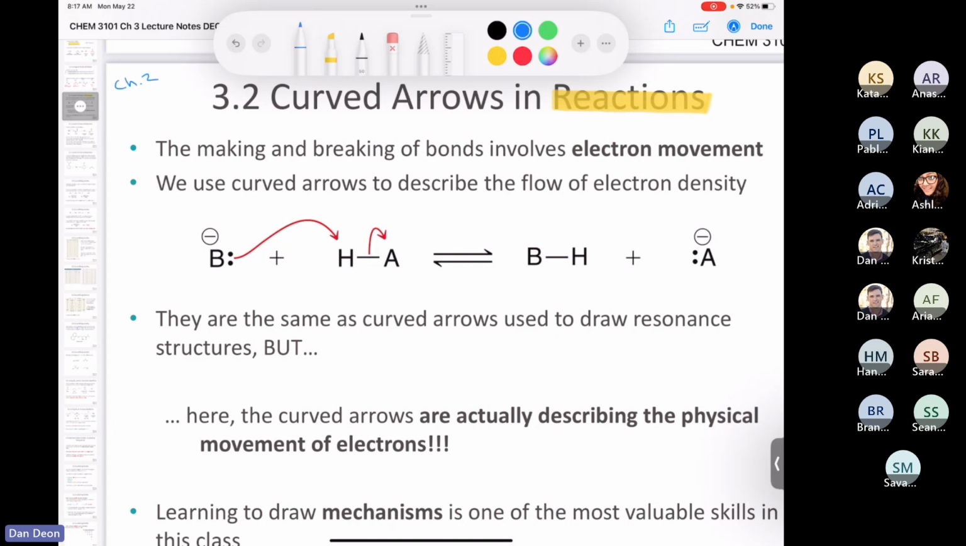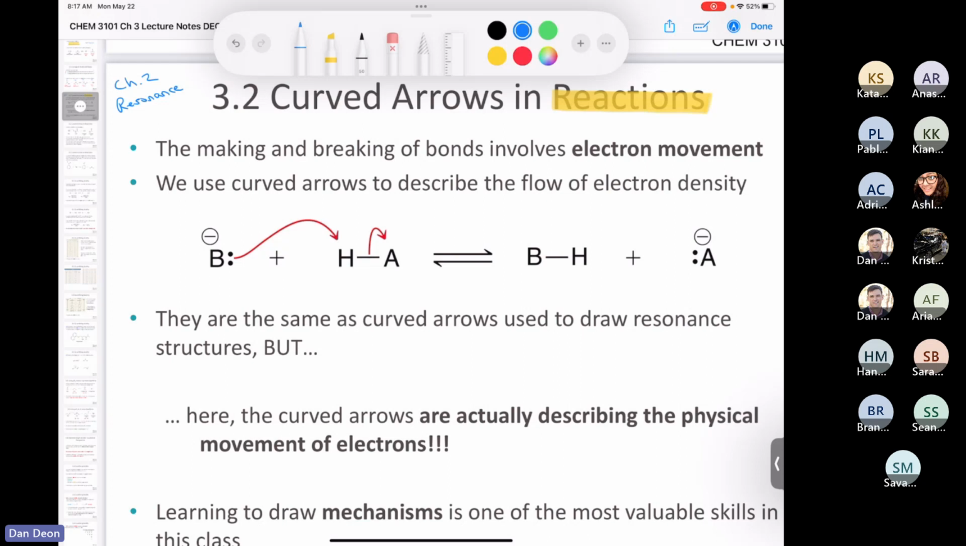Chapter 2 dealt with resonance, which is something completely different, right? That just shows the delocalization of electrons around the resonance hybrid. In this section, we're going to actually show the electrons that are moving when we do an actual physical process. We're going to do a chemical reaction here. So take a look at this reaction.